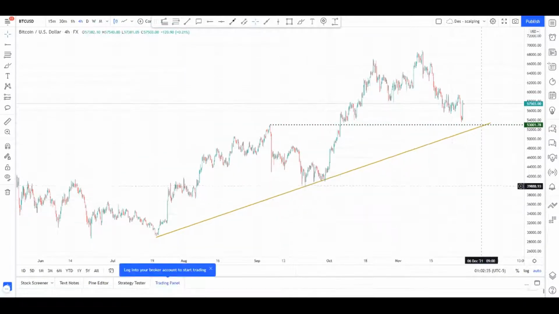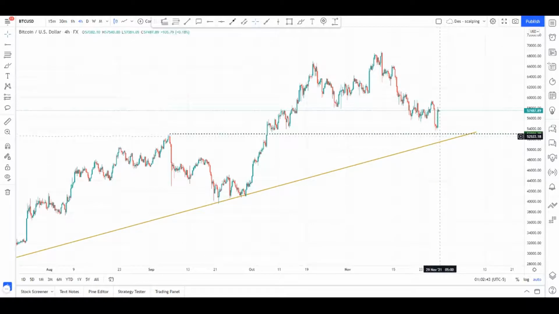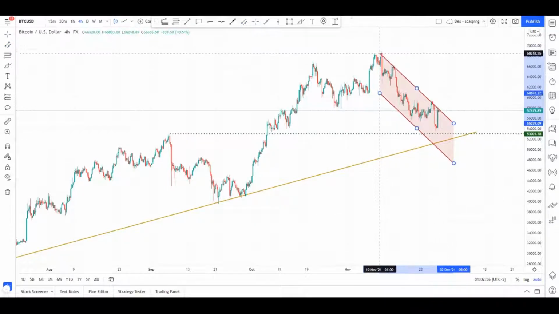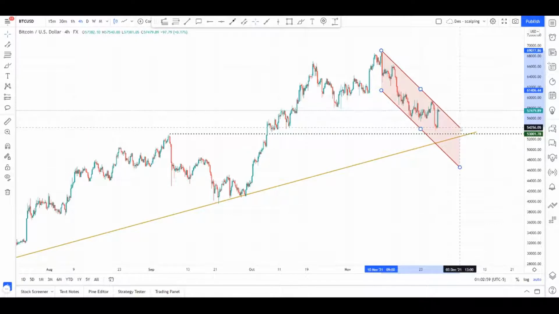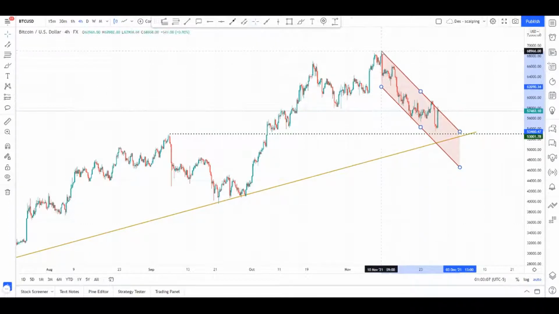Now, from here, we're going to decide what's going to happen. Should Bitcoin be bouncing up further or not? What I'm seeing is a sort of descending channel over here, right? Not the best one, but it's definitely one that seems to touch a couple of the key levels. So we could be seeing price break out from here.